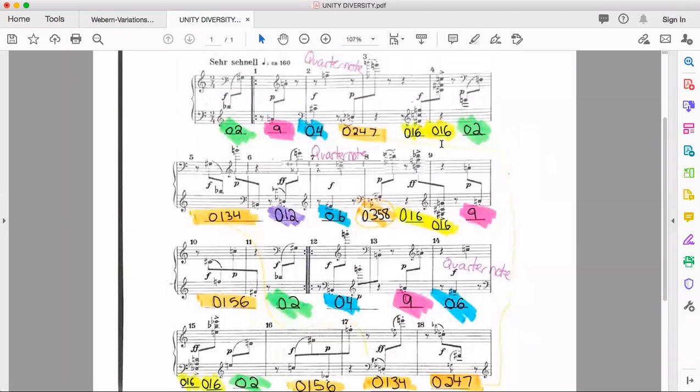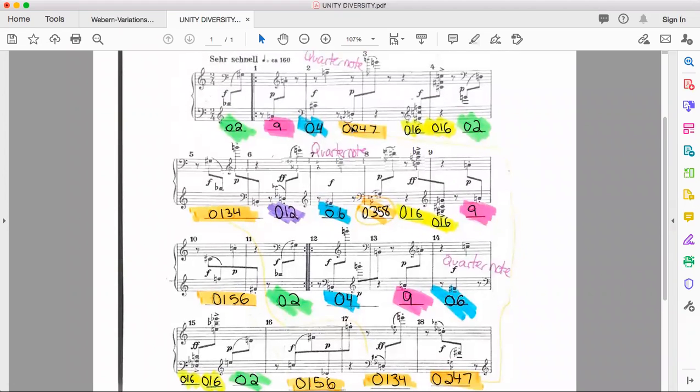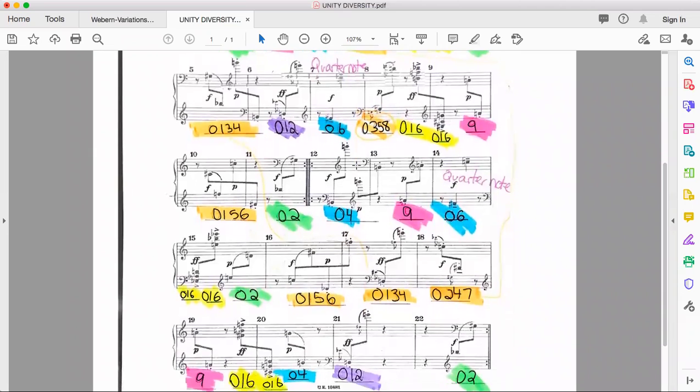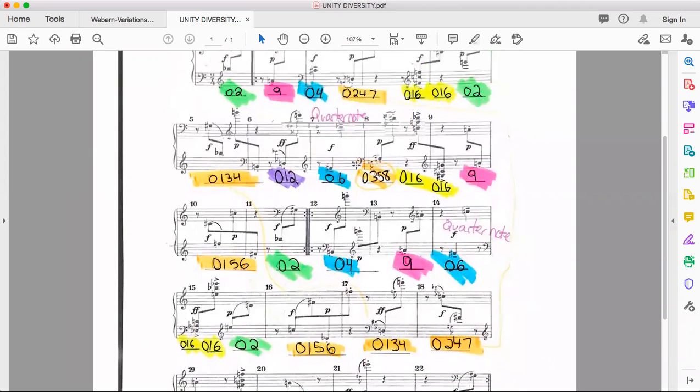Something else I wanted to mention was the orange, which is I marked the orange as every single pitch class that had 4 different notes. Now, something that I thought was really cool is that all of them, with the exception of this, occur twice. But the order that they happen is pretty interesting. So you have the 0247, the 0134, and the 0156.